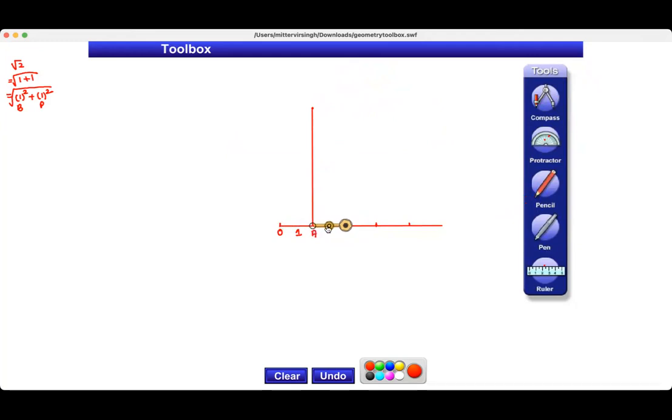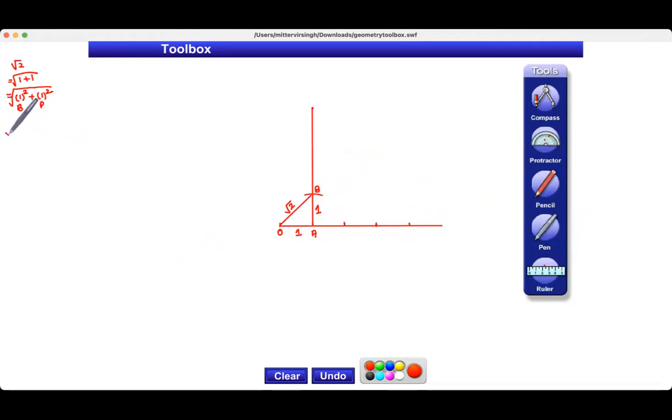So I'll put it at point A and draw an arc. Now this arc is of length 1 centimeter. Now I will join it with this point. Give it some name, say B. Now this is 1 centimeter. This is also 1 centimeter. So the hypotenuse will be equal to root 2, or the square root of 2.